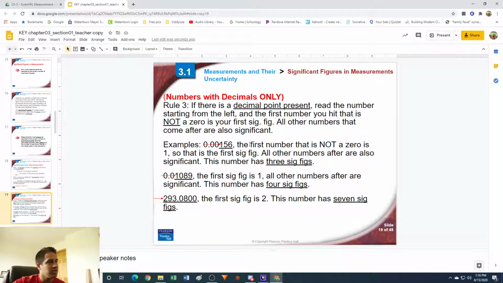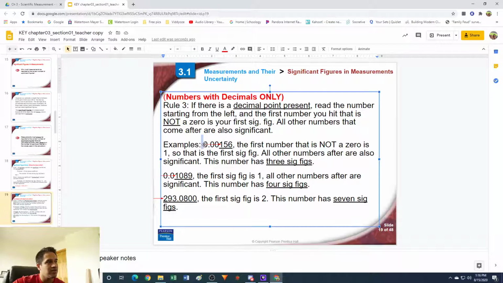So for example, the number 0.00156. If we work our way into this number from the left, the first digit that we hit that's not a 0 is the 1. That's our first sig fig. And then everything after that automatically counts. So the 5 counts, the 6 counts, which means this number has 3 sig figs. Second example, 0.001089. Again, if we work our way in from the left, the first number that we hit that's not a 0 is the 1.